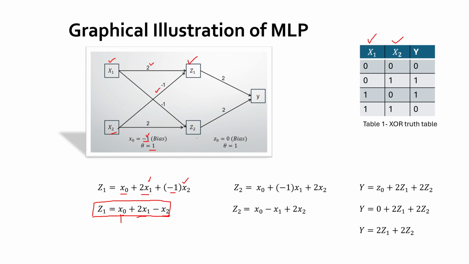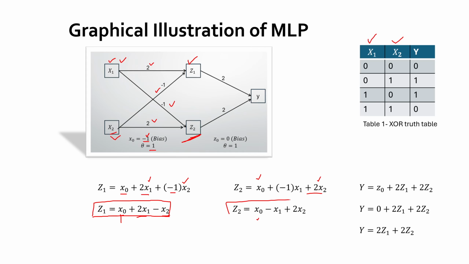And similarly, the weighted summation at the node z2, which is the second neuron in the hidden layer, will be calculated as x0, which is the bias, plus -1, this weight, multiplied with x1, the input coming from the node x1, plus 2 of x2, where 2 is this weight, multiplied by x2, the input coming from the node x2. After simplifying, it becomes x0 minus x1 plus 2 of x2.